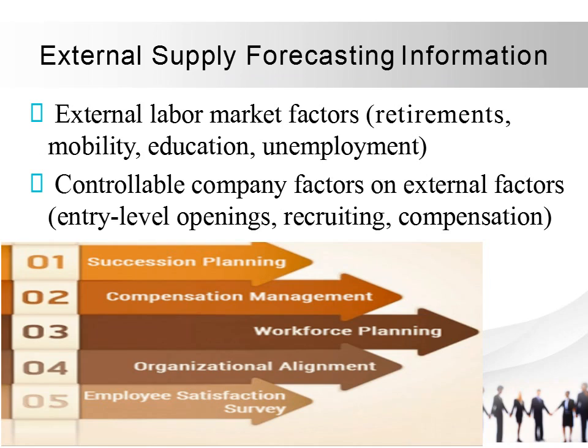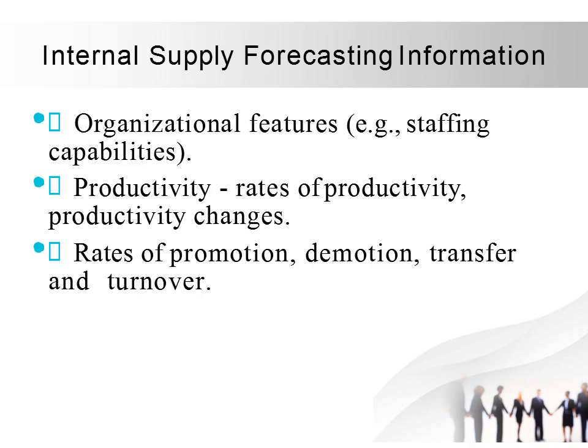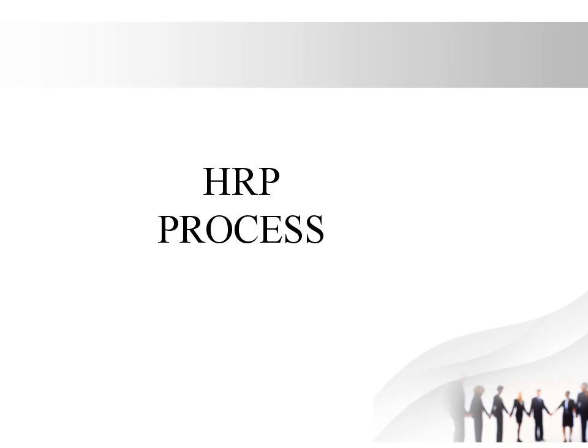External supply forecasting information: external labor market factors, retirements, mobility, education, unemployment, controllable company factors on external factors, entry level openings, recruiting, compensation. Internal supply forecasting information: organizational features, for example, staffing capabilities, productivity, rates of productivity, productivity changes, rates of promotion, demotion, transfer and turnover. HRP process.